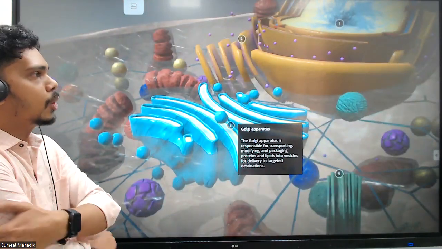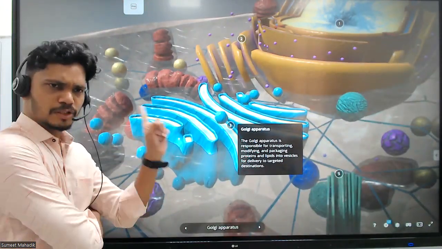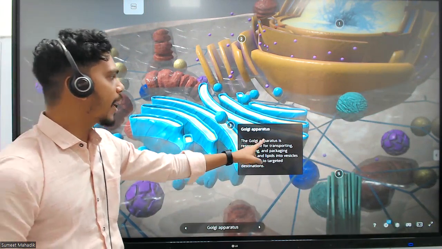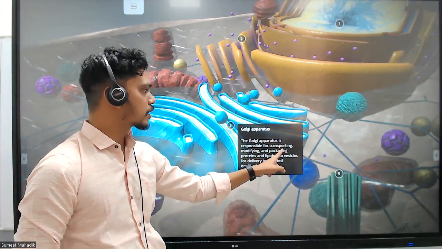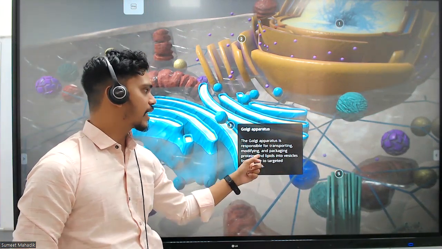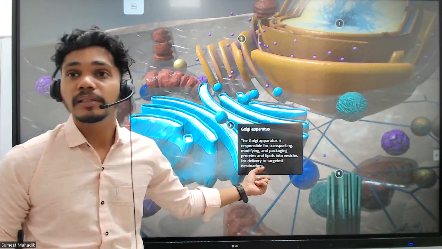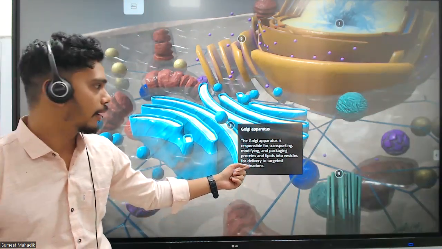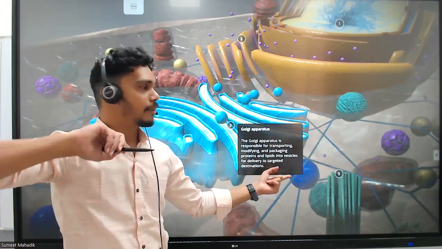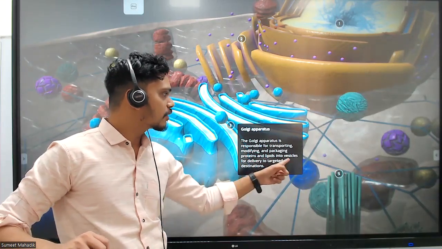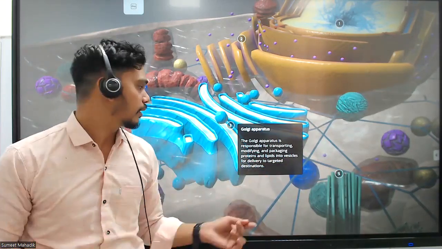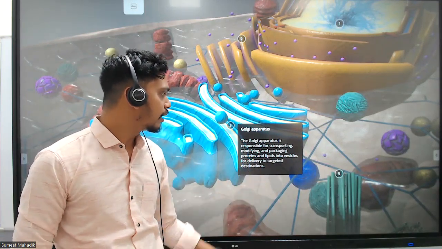Golgi apparatus. What is the Golgi apparatus? We're going to study that, but I'm just showing you in this picture. The Golgi apparatus is responsible for transporting, modifying, and packaging protein and lipids. What are the lipids? Oily substances, right? That is required. Mostly the cell wall is made from the lipids into the vesicle. What is a vesicle? A storage, small bags for the delivery to the targeted destination.